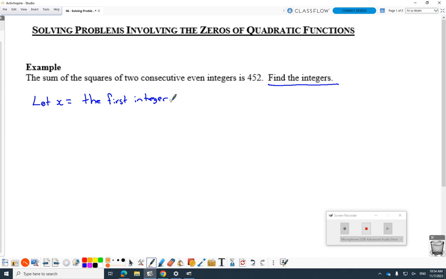Let's read it. The sum of the squares of two consecutive even integers. Now, I've underlined that differently. You don't have to underline it differently. But I'm underlining it differently to show this was the next stage in my reading of the question. I'm just pulling the question apart piece by piece and going, oh, two consecutive even integers. So I need another let statement for the second integer.